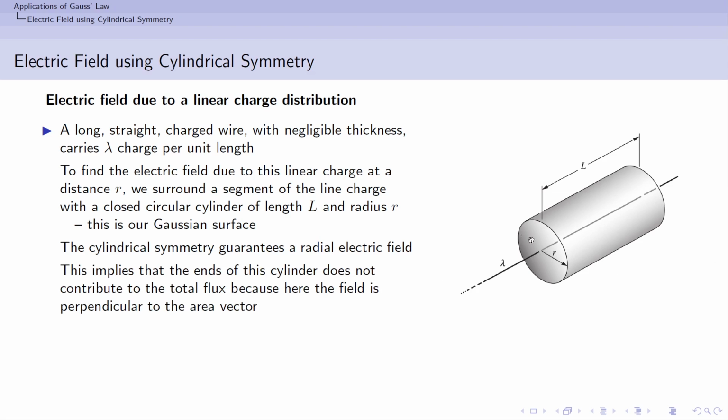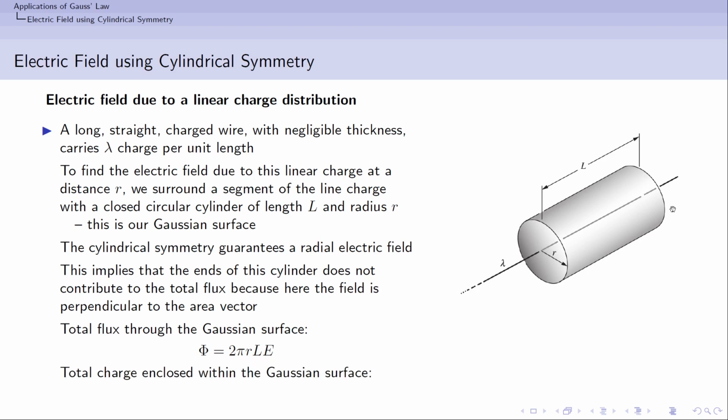So again, as we saw previously, the ends don't contribute to the total flux because the electric field is perpendicular to the area vector. As a result, the total flux through the Gaussian surface is going to be equal to 2 pi r L E. Only the area of this curved surface matters. That area is the circumference of the circle times the length, so 2 pi r L times E. E is constant everywhere on the surface.